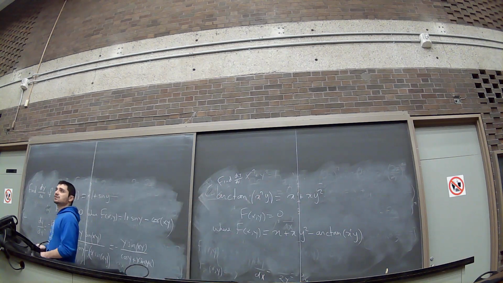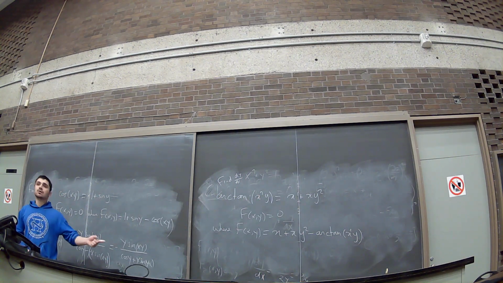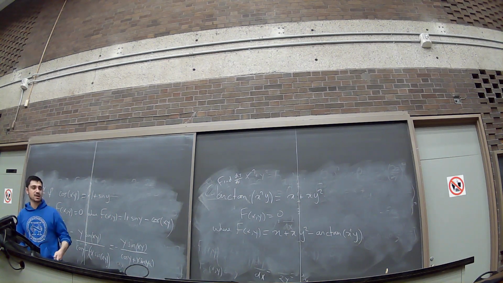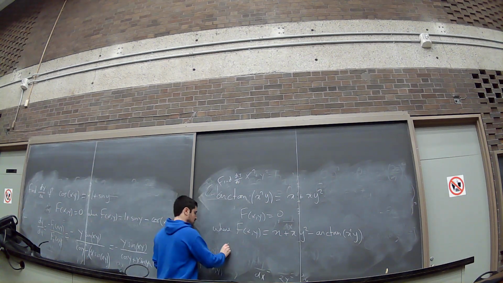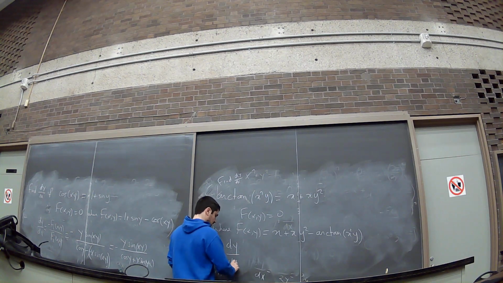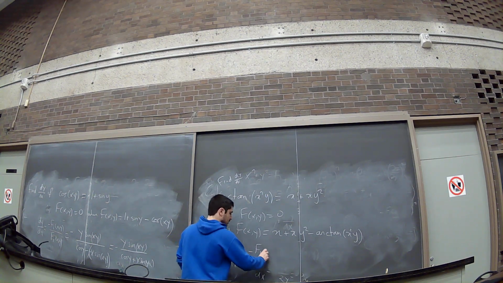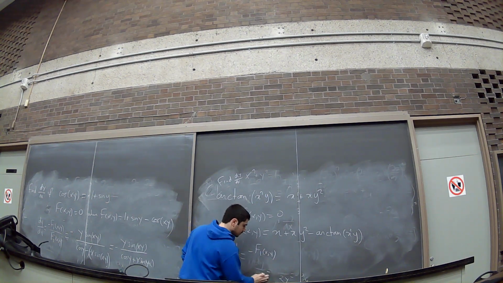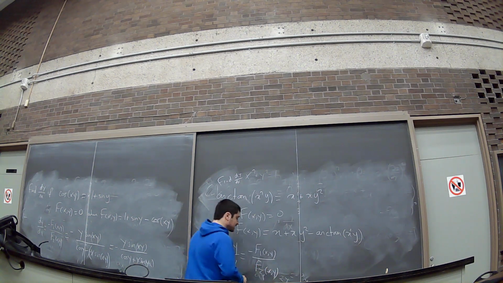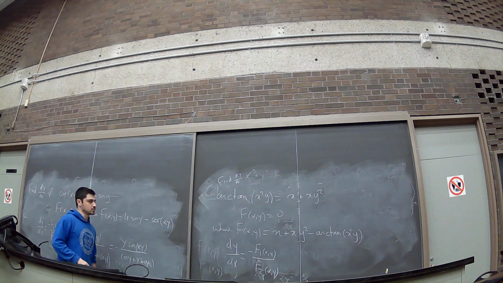Who wants to help someone else? dy by dx is equal to what? Do you want to rederive it or just apply the formula? Just apply. What is dy by dx? Minus f1(x,y) over f2(x,y). What is minus f1(x,y)? What is f1(x,y) here?